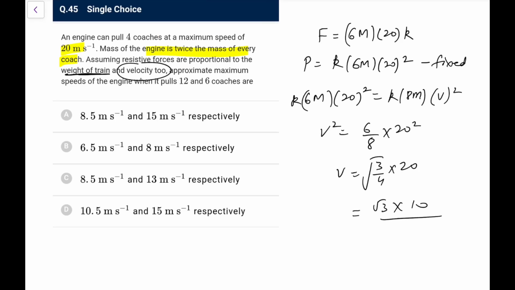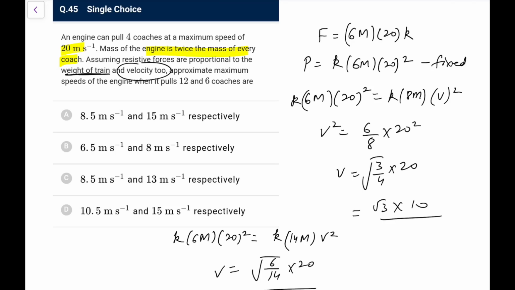And similarly for the next one, K into 6m into 20 square would be equal to K into 14m into V square, since 12 coaches means 14m. So V would be root of 6 by 14 into 20, root of 3 by 7 into 20, so that won't match either. So for me it's also a bonus, the solution is not right. So this was today's test.